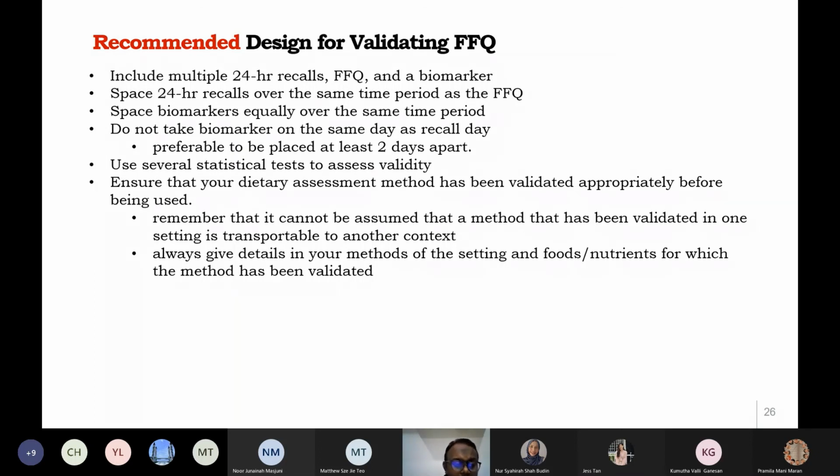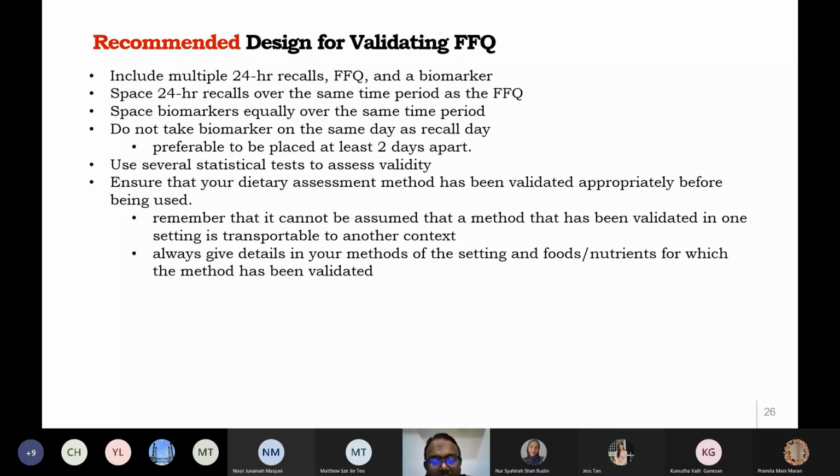Okay, but there is some caution. We do not take biomarker on the same day as the record day. Preferably it should be placed at least 2 days apart from the 24-hour direct record. And then this is quite an important point, where we should use several statistical tests to assess validity. Normally we have 3 to 4 types of tests to assess validity.